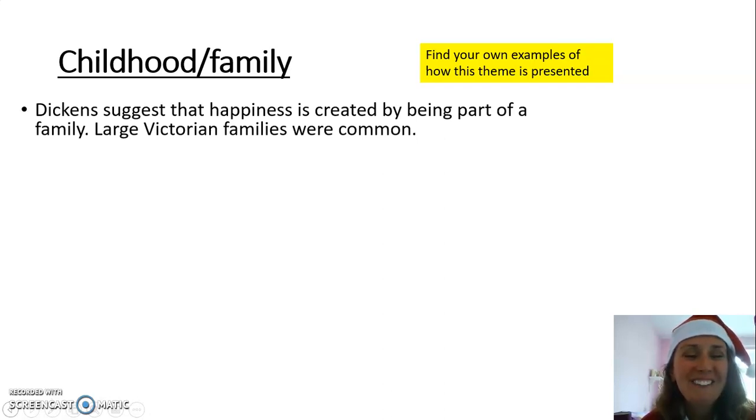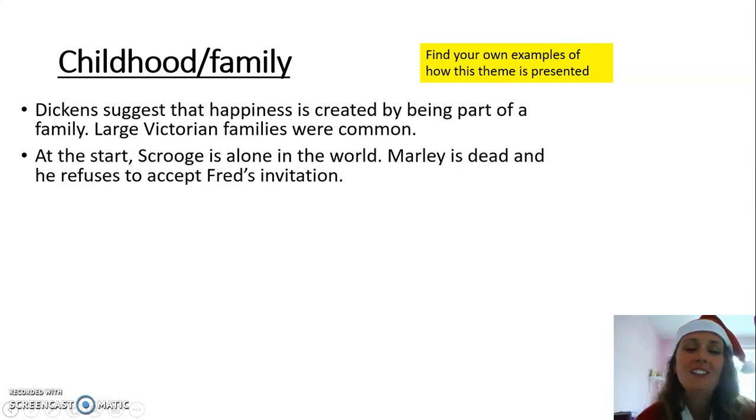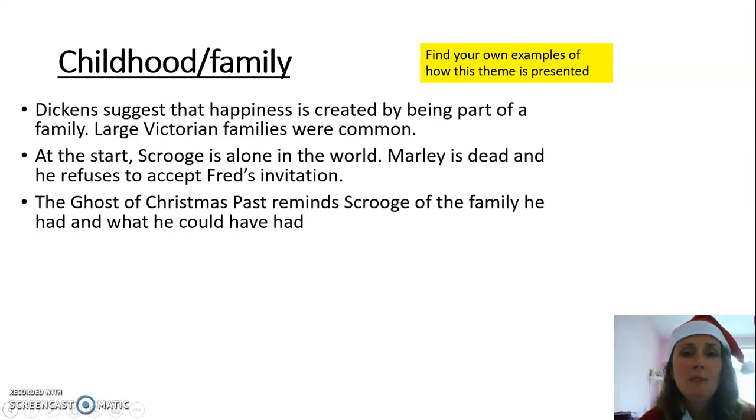So what Dickens does is suggest that happiness is created by being part of a family, and as I've mentioned before, large Victorian families were common. We've seen that with the Cratchit family. At the start, Scrooge is alone, so he isolates himself from his family. Remember that Dickens uses that word soul and he repeats that a lot, so Marley's dead, and Scrooge as well refuses to accept Fred's invitation when Fred invites him for Christmas dinner. When the Ghost of Christmas Past appears and shows him visions of his past life, it reminds Scrooge of the family that he had, so his close relationship and bond with his sister Fan, and also what he could have had. Remember that scene where the ghost shows Belle happily married, surrounded by a large family, and that makes Scrooge reconsider the decisions that he made in the past.